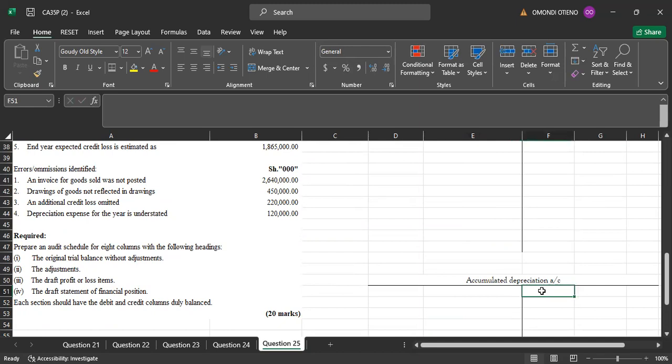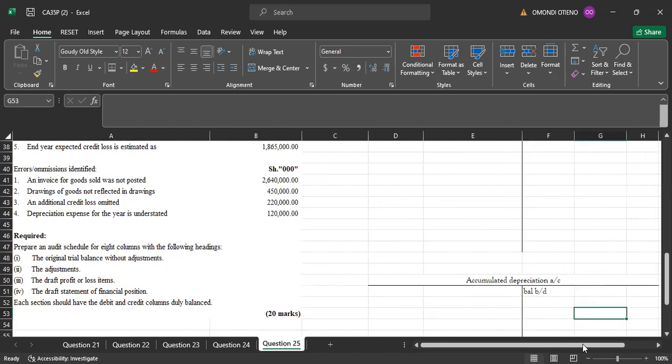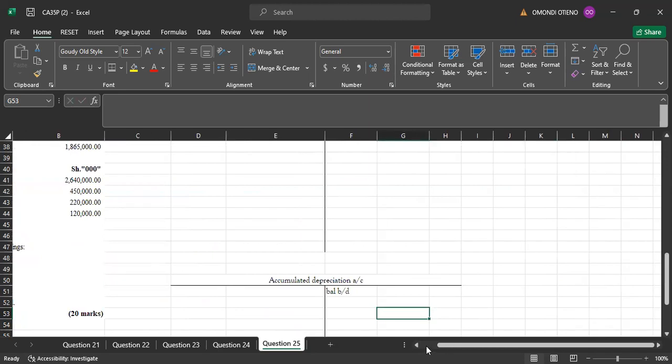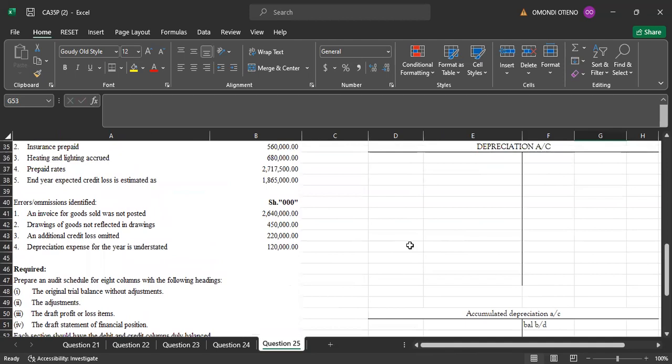So we first of all come here and say balance, balance brought down. And I want you to give me, because we can calculate that figure, what will be our balance brought down? How do we get balance brought down?